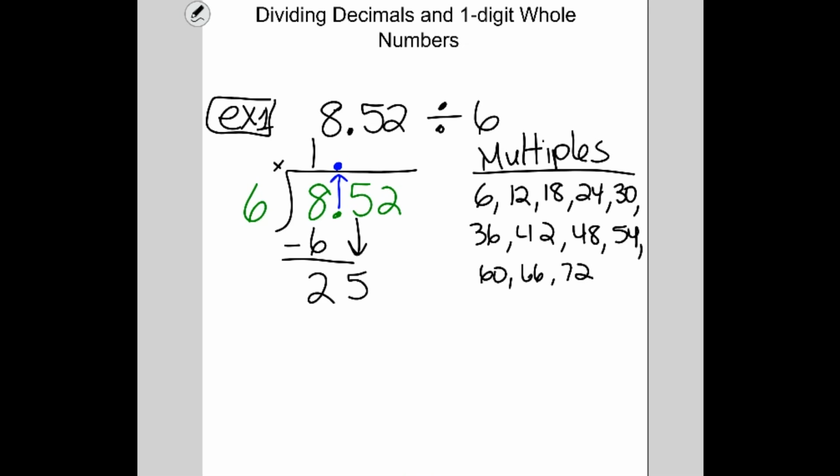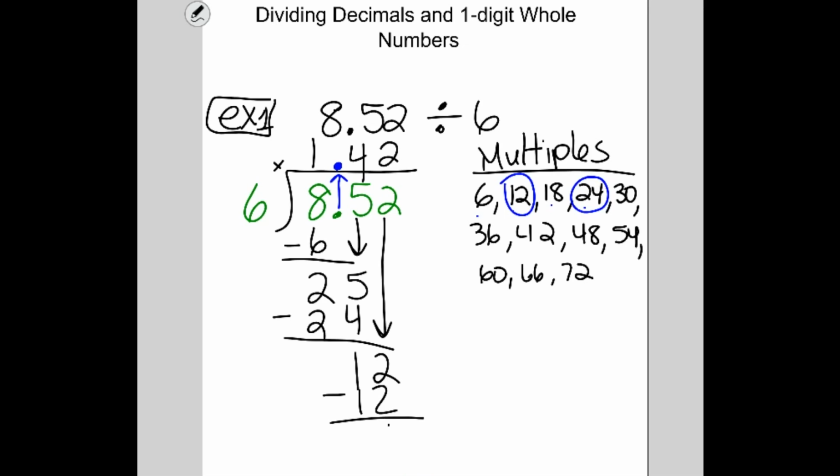So we have 25. How many 6s can I get out of 25? Well, let's look. I see 1, 2, 3, 4 for 24. Okay, let's do 24. Subtract it out. We get 1 left over. Bring down the next number, which is a 2. And lastly, 6 goes into 12 how many times? Twice. We put the 2 up top and subtract out the 12, and we get 0. There's nothing else to bring down.